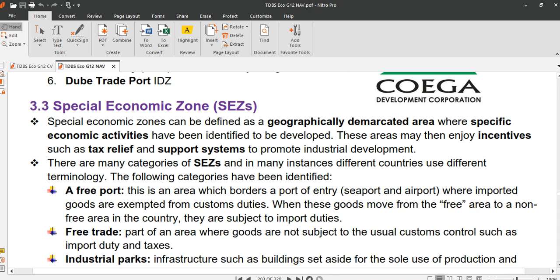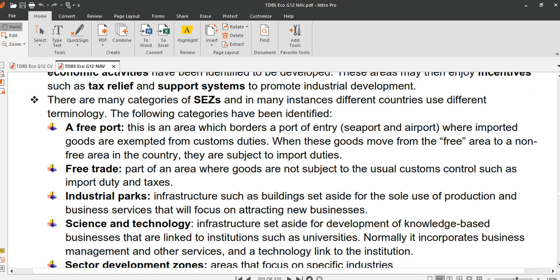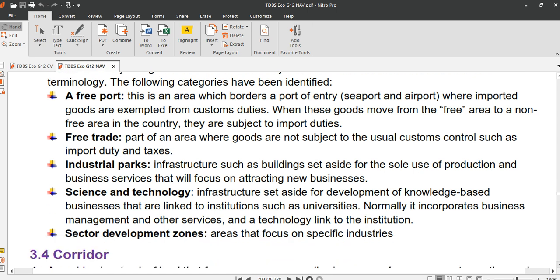Special economic zones can be defined as a geographically demarcated area where specific economic activities have been identified to be developed. These areas may then enjoy incentives, such as tax relief and support systems to promote industrial development. There are many categories of SEZs, and in many instances different countries use different terminology. The following categories have been identified: a free port, free trade, industrial parks, science and technology, and finally sector development zones.